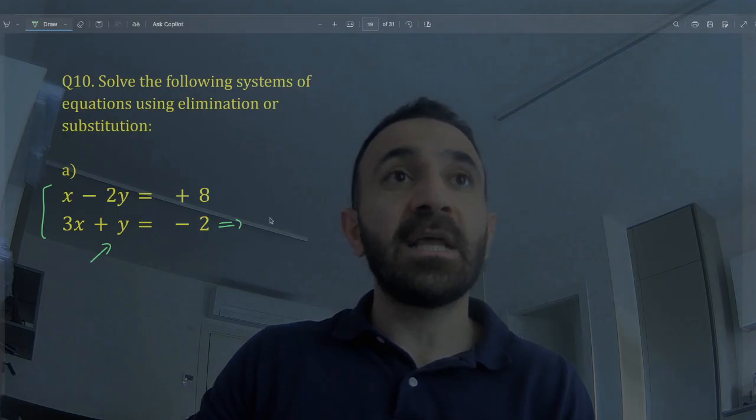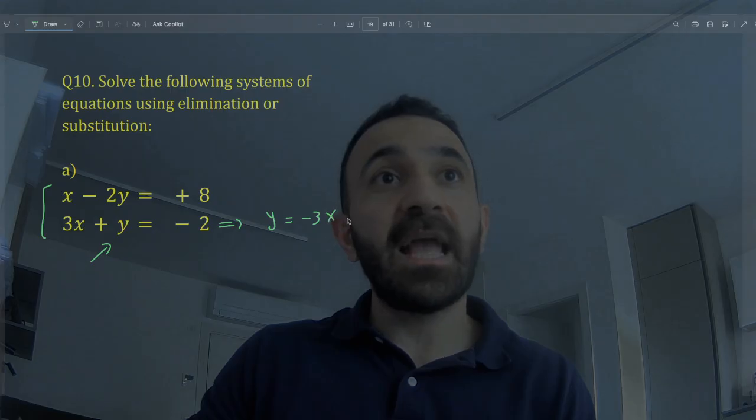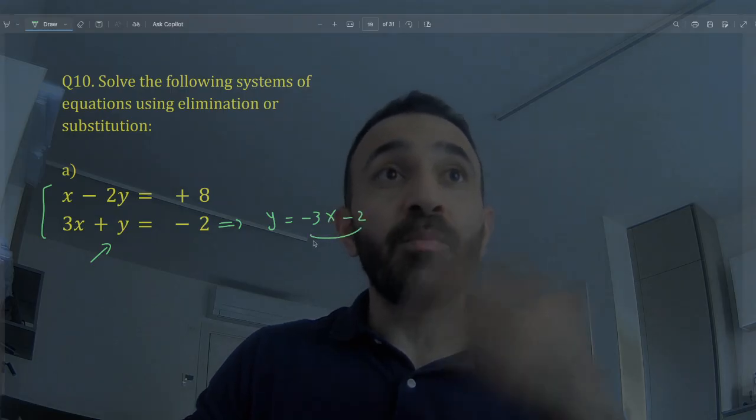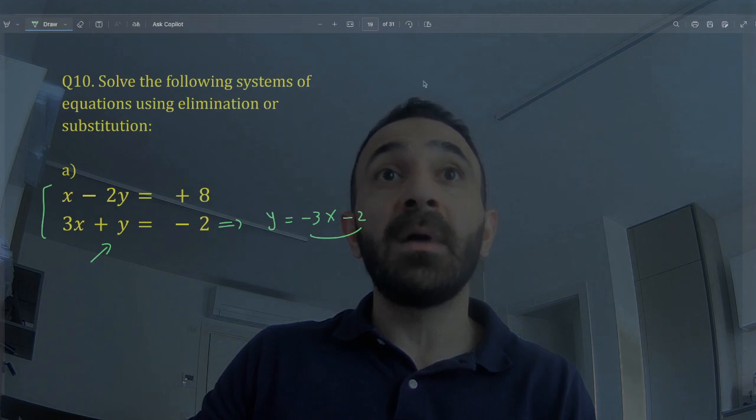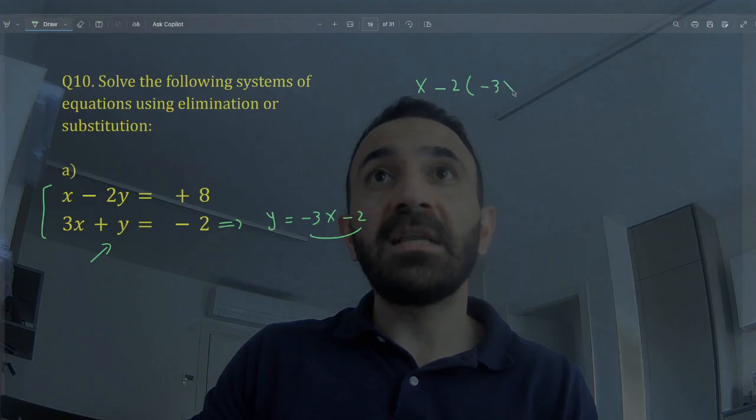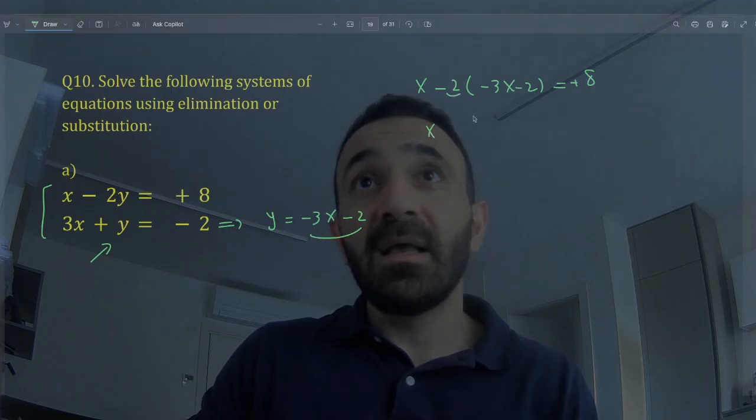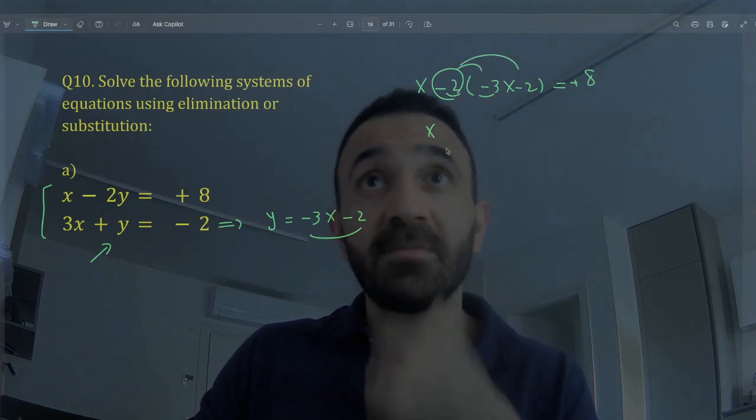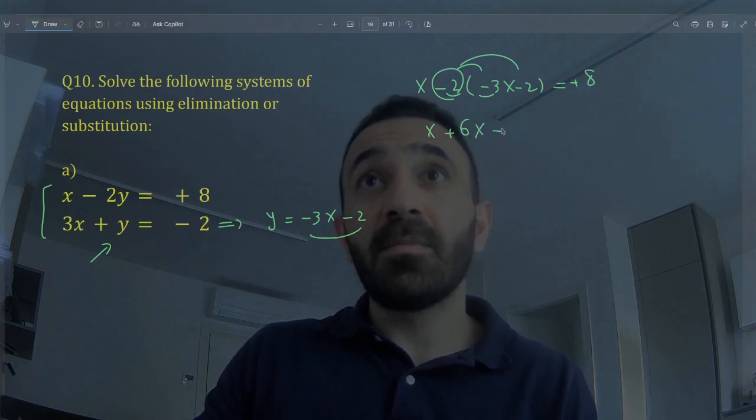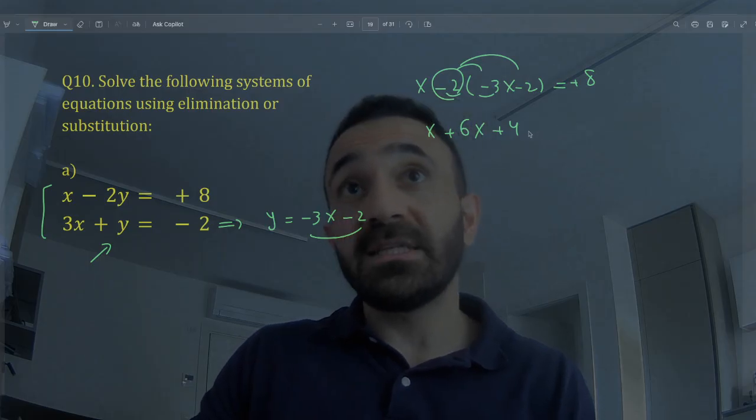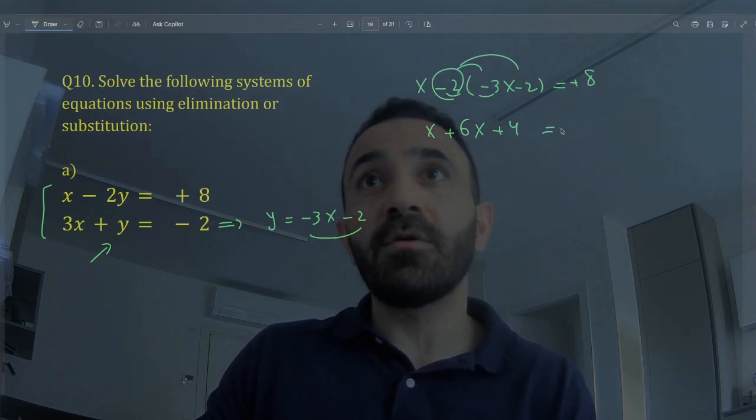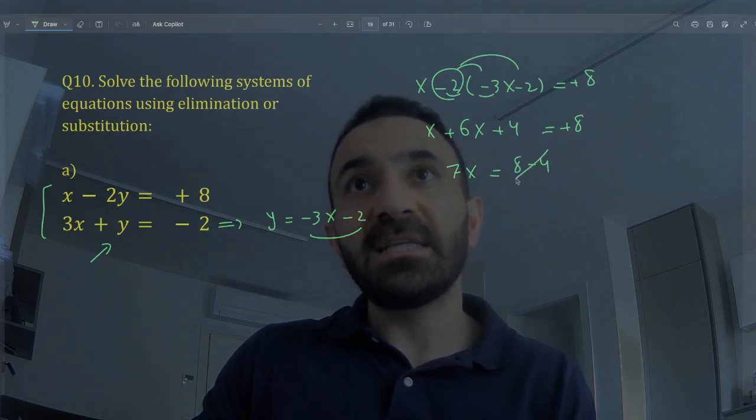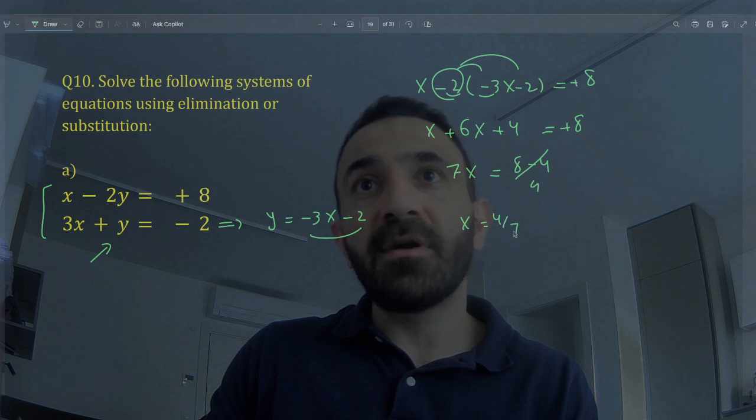So I can say in the second equation, y equals minus 3x minus 2. I'm going to get this value and put it into the other equation. So let me write it on the top. x minus 2 times (minus 3x minus 2) equals plus 8. So you have to multiply this minus 2 with both of those two terms. So plus 6x plus 4: minus 2 times minus 3 is plus 6, minus 2 times minus 2 is plus 4, equals plus 8. So 7x equals 8 minus 4, which is 4. x equals 4 over 7.